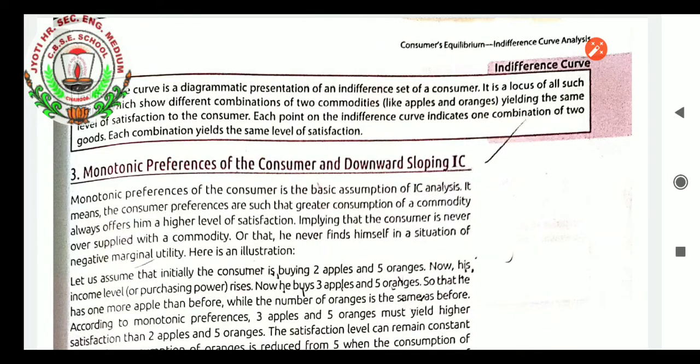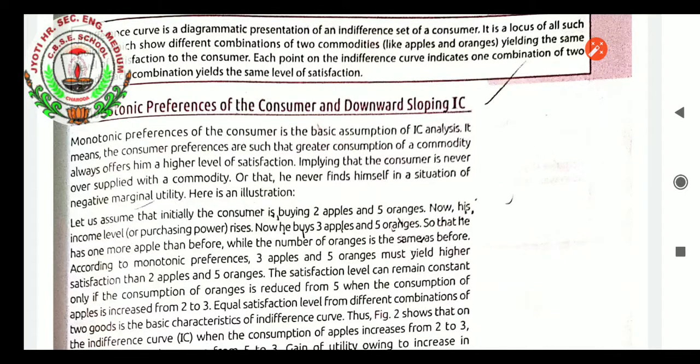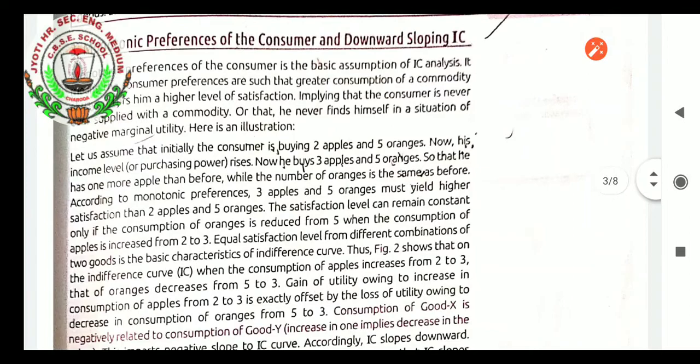So let us look at monotonic preference more. Monotonic preference of the consumer is a basic assumption of IC analysis. It means the consumer's preference asserts that greater consumption of a commodity always offers him a greater satisfaction level, implying that the consumer is never oversupplied with a commodity, or that he never finds himself in a situation of negative marginal utility. Here is an illustration.